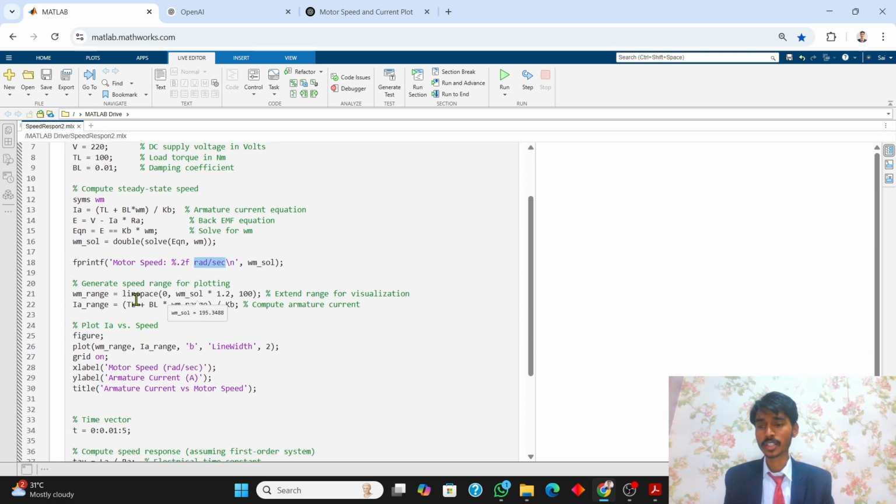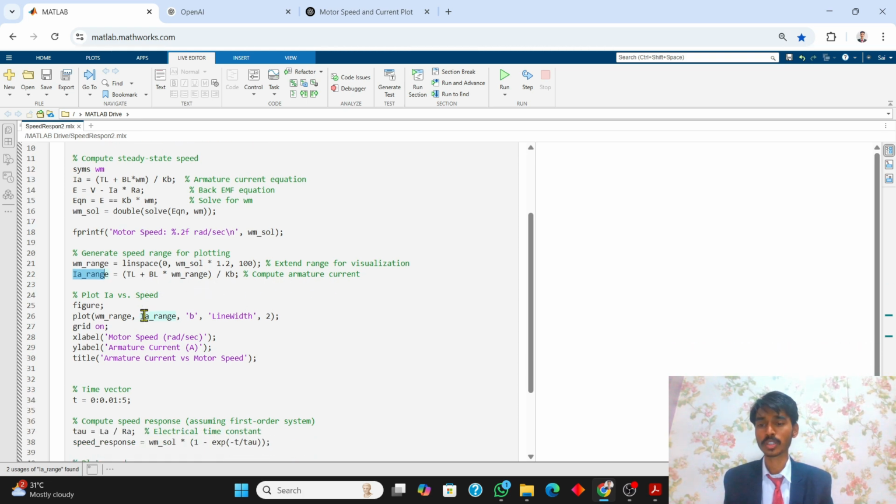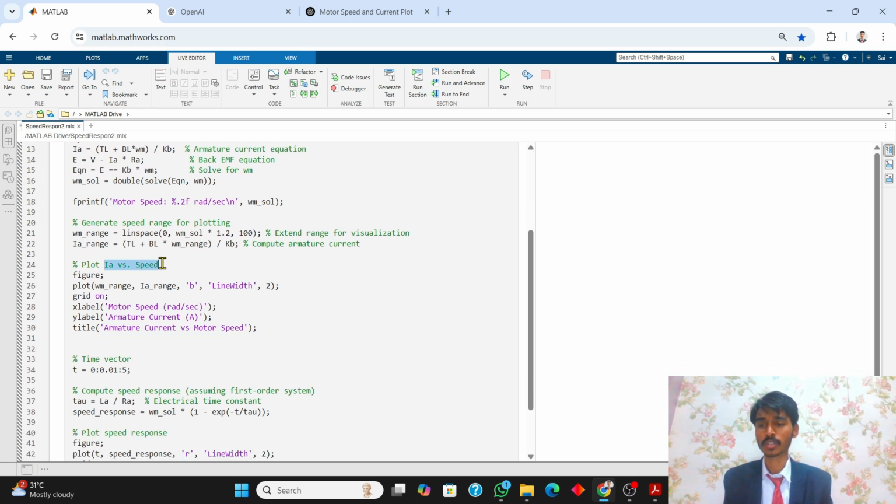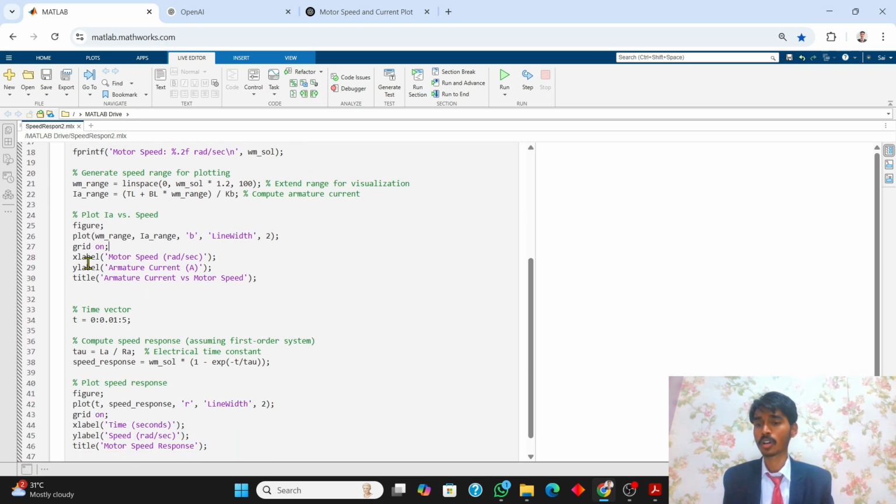Now, generating the range for plotting armature current versus speed, we take the omega range and the armature current range. The omega range is the extended range for the visualization, and the armature current range is computing the armature current by using this linspace equation. Now we plot the armature current versus speed. On the x-axis there is motor speed and on the y-axis is the armature current.